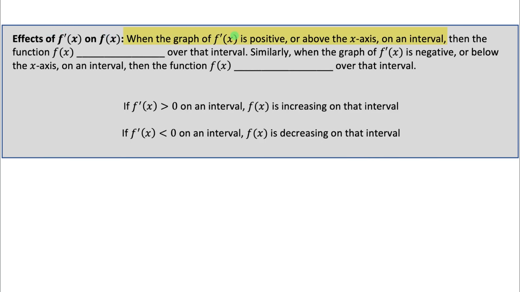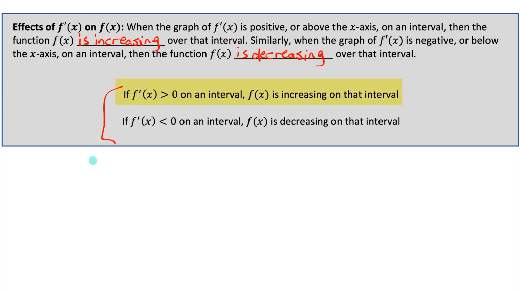When the graph of f prime of x is positive or above the x-axis on an interval, that tells us that the original function is increasing over that interval. And if the value of the derivative is negative, well, that tells us the slope of the original function is negative, which means the function must be decreasing over that interval. So here it is summarized for you here. If f prime of x is positive, f of x is increasing, and if f prime of x is negative, f of x is decreasing.